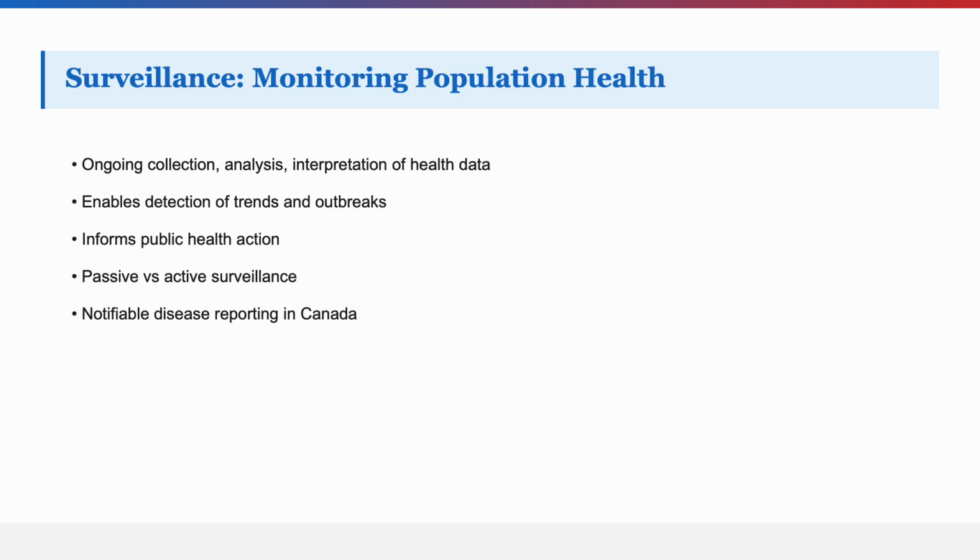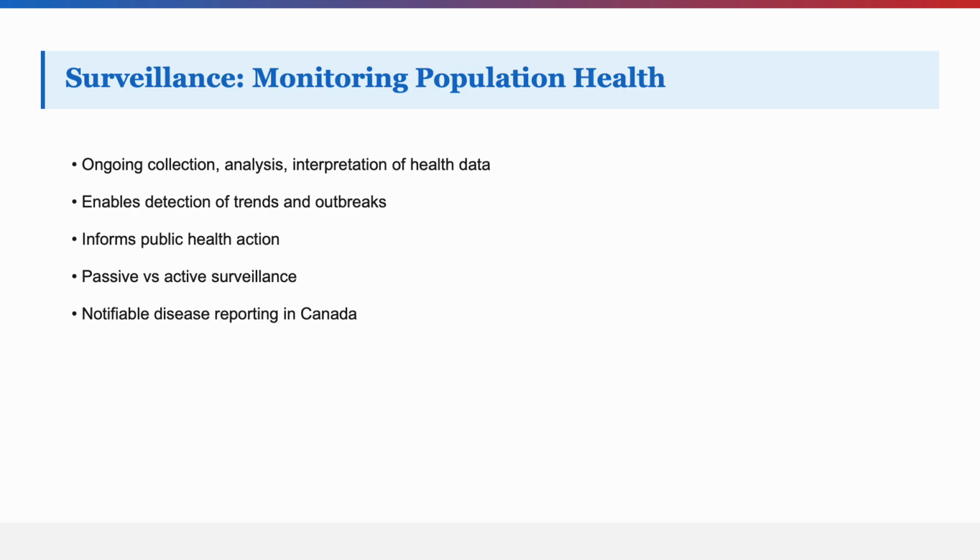Passive surveillance relies on healthcare providers reporting cases. It's less resource-intensive but may miss cases. Active surveillance involves public health actively seeking cases through laboratory queries, record reviews, or surveys. It's more complete but more expensive.